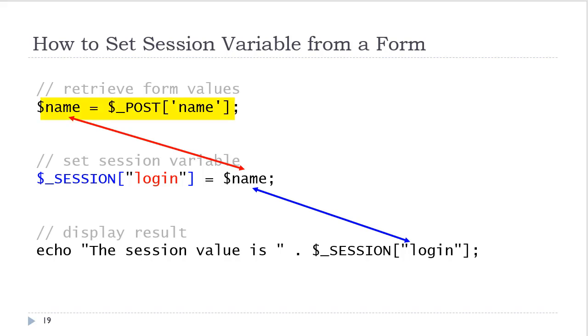So let's see how we can set a session using a form value. Here we have a value from the form being stored in a variable $name, and now we will set a session variable called login, and we will store $name in that variable. When we echo back the session variable, it will return the value that came from the form.